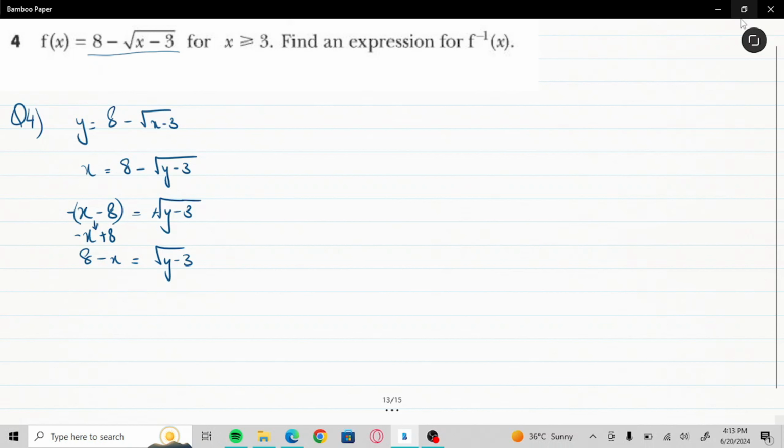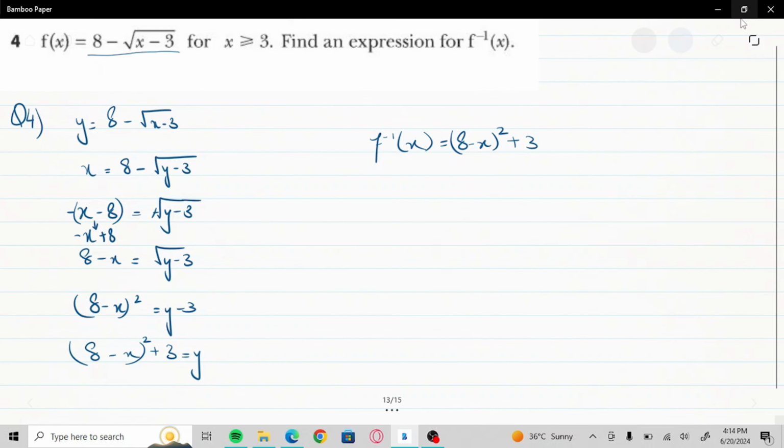And we are going to rearrange this. So 8 minus x whole squared is equal to y minus 3. And (8 minus x) whole squared plus 3 is equal to y. And we can similarly say that the inverse of the function f is equal to (8 minus x) whole squared plus 3. And that's our answer.